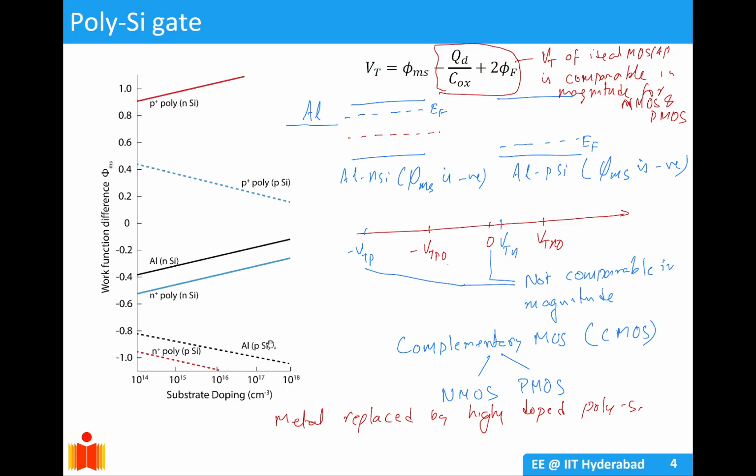And if instead of N type silicon I have P type silicon, I will have a larger work function difference, from minus 0.8, which keeps increasing as I increase the substrate doping. So this was aluminum. Another type of gate, instead of metal, we can use is highly doped polycrystalline silicon.